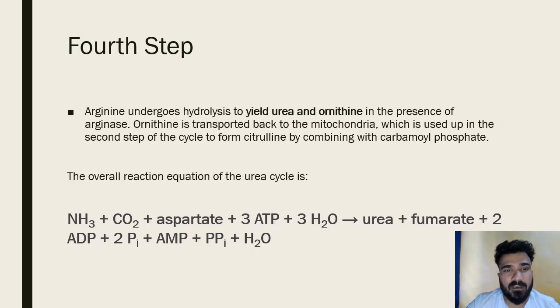In the fourth step, arginine undergoes hydrolysis to yield urea and ornithine in the presence of arginase. Ornithine is transported back to the mitochondria, where it is used up in the first step of the cycle to form citrulline by combining with carbamoyl phosphate. The overall reaction equation of the urea cycle is NH3 plus CO2 plus aspartate plus 3 ATP plus 3 H2O gives urea plus fumarate plus 2 ADP plus 2 Pi plus 1 AMP plus PPi plus H2O.